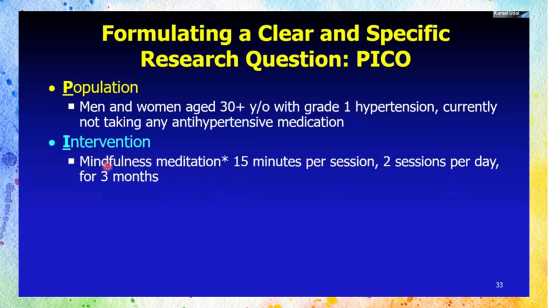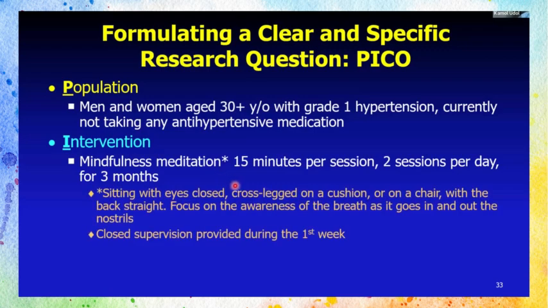You may have to make it more clear regarding your mindfulness meditation, how it is performed. So you have to put in more details. Mindfulness meditation is performed by sitting with eyes closed, cross-legged on a cushion or on a chair with the back straight, and focusing on the awareness of the breath as it goes in and out of the nostrils. This is mindfulness meditation. So you have the details.